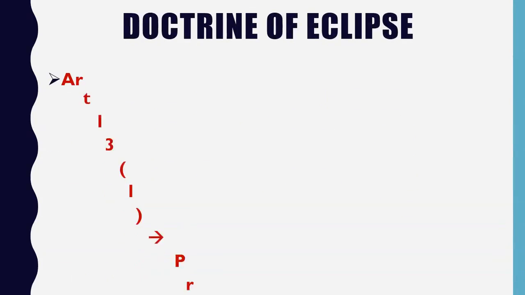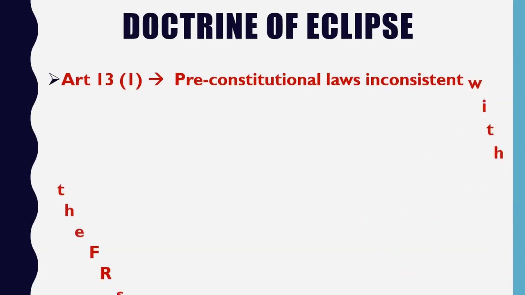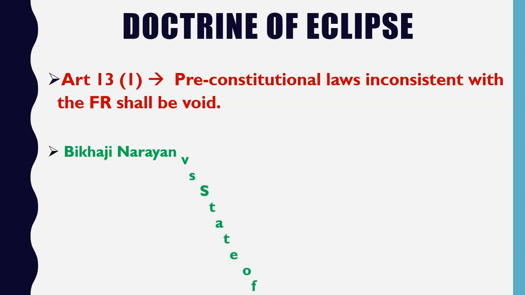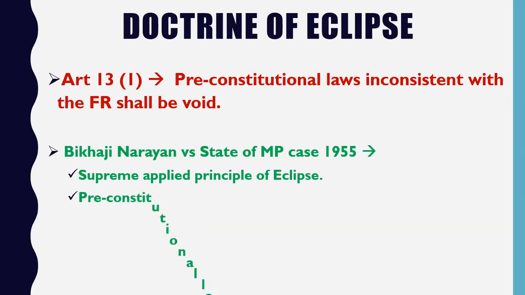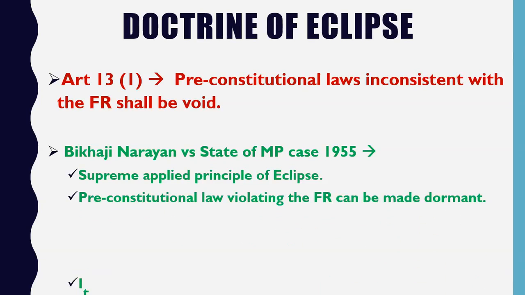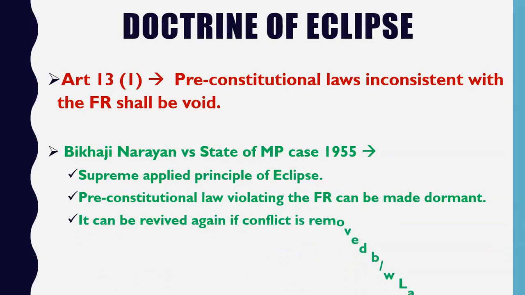Now friends, let's move further. Then comes the doctrine of eclipse. In order to study the doctrine of eclipse, first of all we have to study Article 13 clause 1. So what is Article 13 clause 1? Article 13 clause 1 says, pre-constitutional laws inconsistent with the fundamental right shall be void.